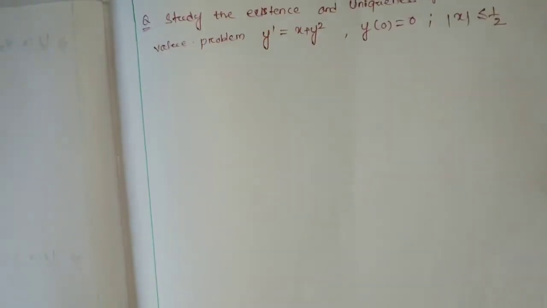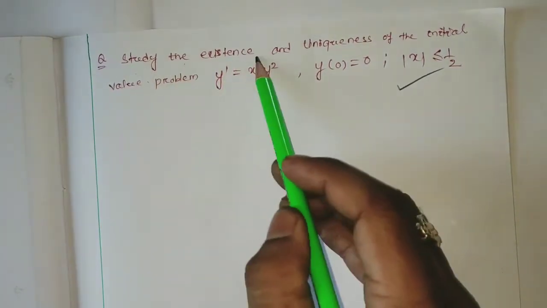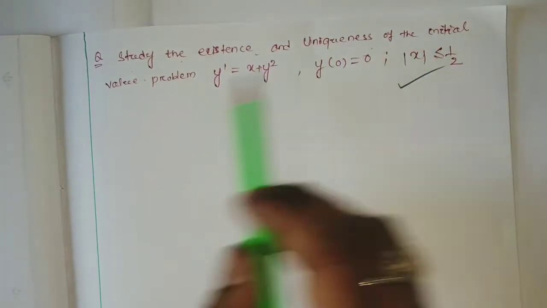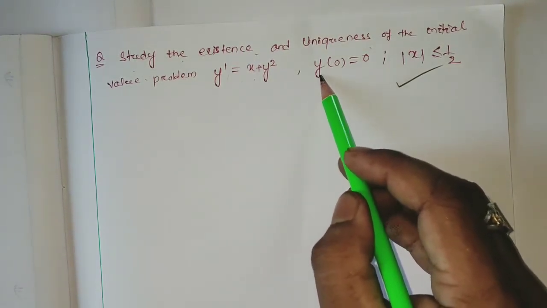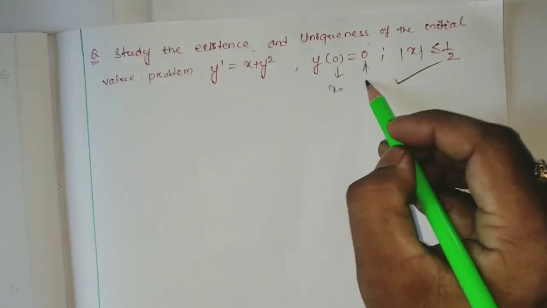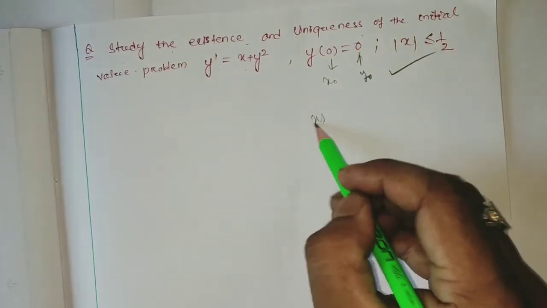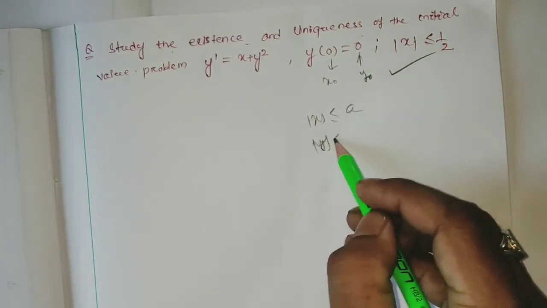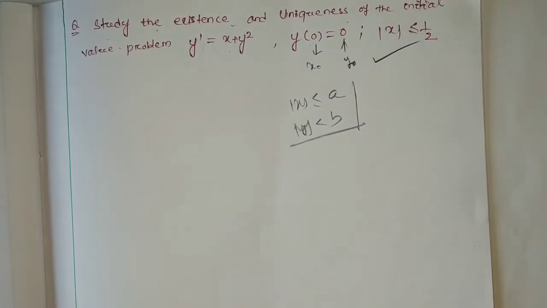Okay, now we are going to go for the next question, that means this question that you have to solve. Study the existence and uniqueness of the initial value problem y dash equal to x plus y square, where y0 equal to 0, that means this is your x0, this is your y0, right? Here it is not given any range, so you can consider mod x less than or equal to a, mod y less than or equal to b, and do it by yourself and be ready for the next class.